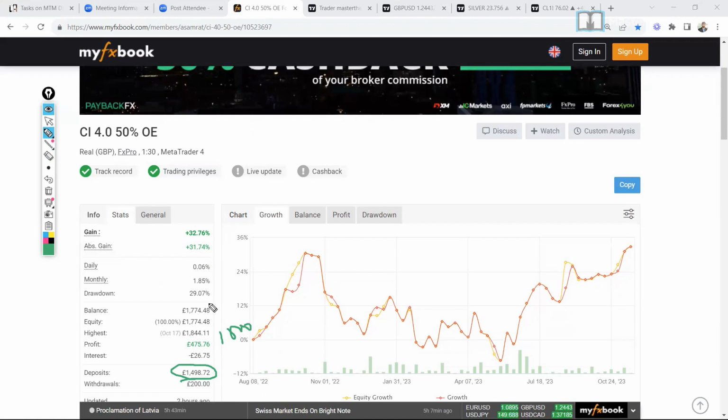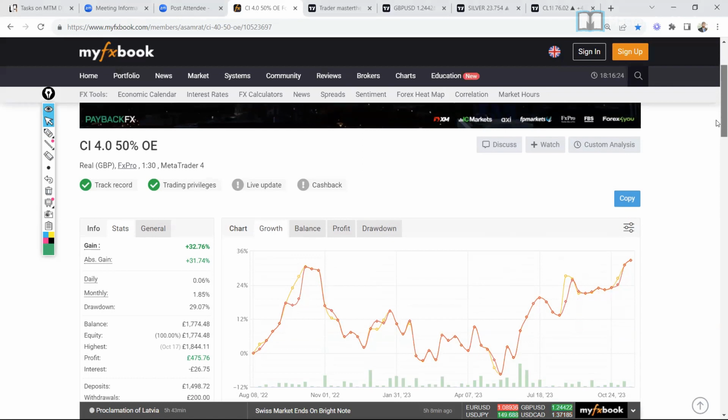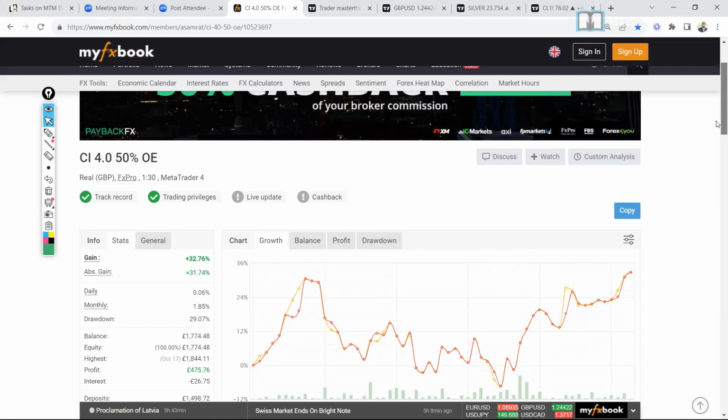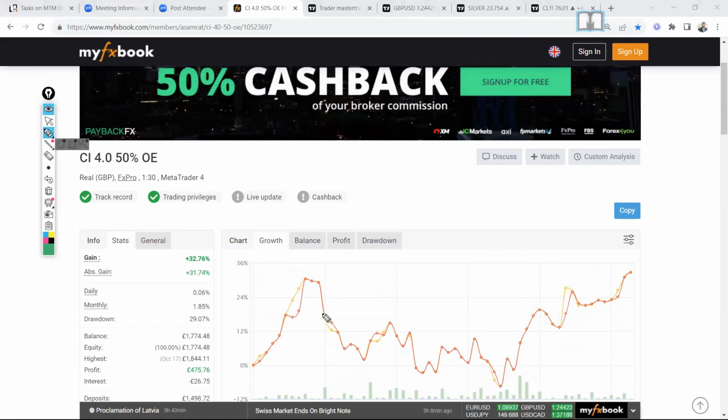And then that rose up all the way to a profit of 475. You can see a small withdrawal of £200, and then finally a net profit of 31.74%. Okay, so that is what we have been looking at. Now, when you look at the equity curve over here, the first half of it, the beginning part, in the first few weeks, a few months, you can see that it rose up very quickly. Yeah, 34%, 35%, like that.